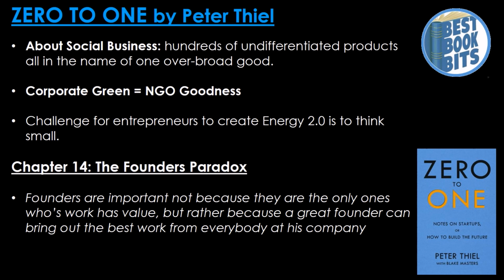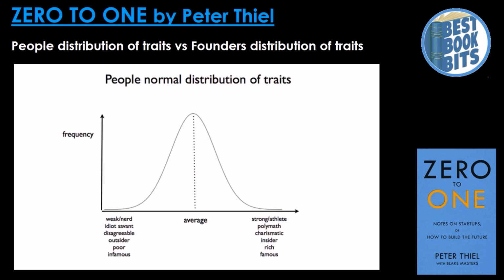Chapter 14, The Founder's Paradox. Founders are important not because they are the only ones whose work has value, but rather because a great founder can bring out the best work for everybody at his company. People's distribution of traits versus founders' distribution of traits. People: normal distribution of traits.